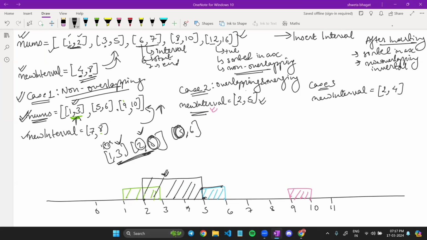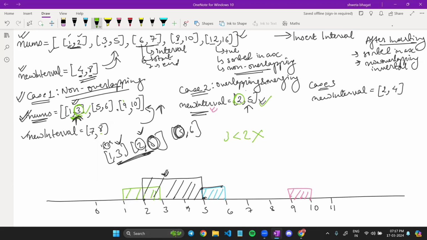So initially, we are present at the very first interval of this nums, that is 1, 3, and this is our new interval, right? Previously, we were checking whether this 3 is less than this 2 or not. If this 3 is less than 2, then what does it mean? It means that they don't have anything in common. So let's check whether this 3 is less than 2. So 3 is not less than 2. So what does it mean? It means that these two intervals have something in common.